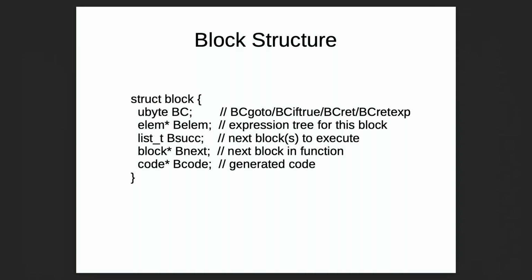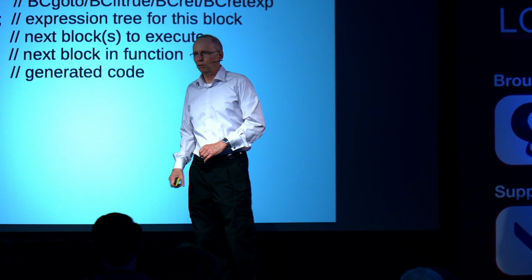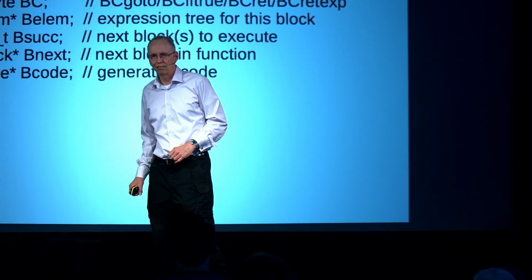We have a linked list of blocks, and these are called basic blocks in compiler terminology, and each is a linked list of elements, or those tree nodes. First is the discriminant, and you have different kinds of blocks. You have a go-to block, which goes to another block, obviously, and if true, it goes to another block. RET means it returns, and return EXP means it returns an expression.